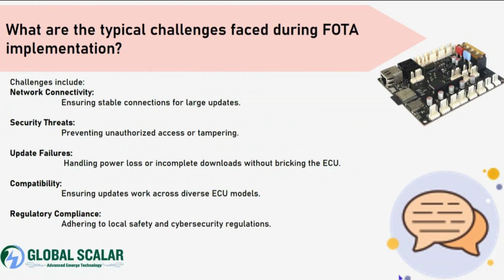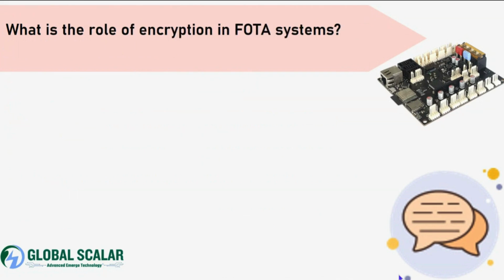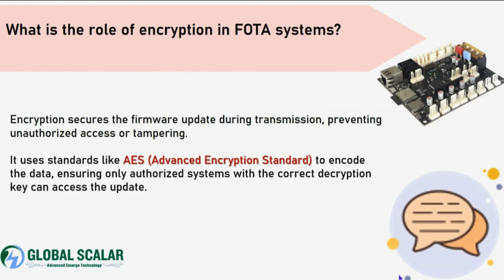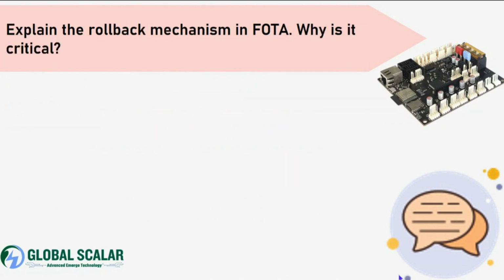What is the role of encryption in a FOTA system? Encryption secures the firmware update during transmission, preventing unauthorized access or tampering. It uses standards like AES, Advanced Encryption Standard, to encode the data, ensuring only authorized systems with the correct key can access the update.